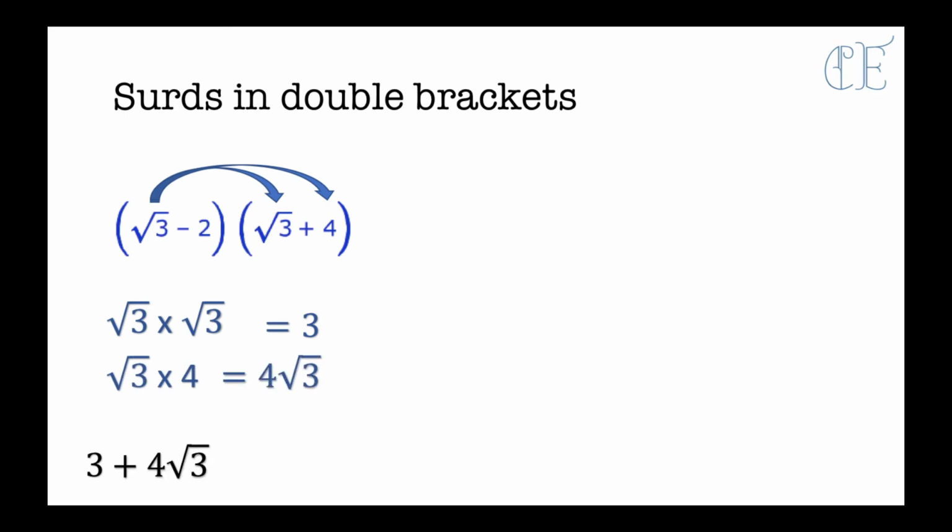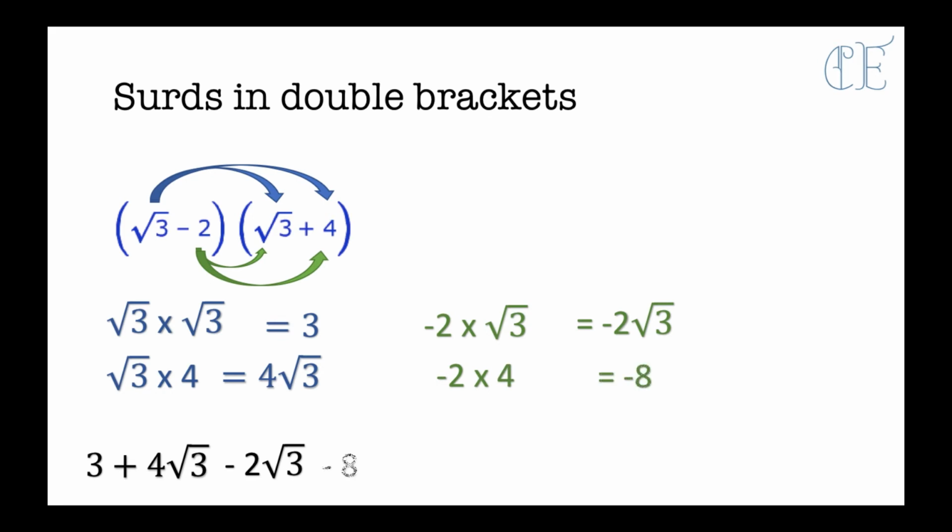And we just add that to our working out. We then do minus 2 times the square root of 3, which is minus 2 root 3. And then we do minus 2 times 4, which is minus 8. We now have 3 plus 4 root 3 minus 2 root 3 minus 8.